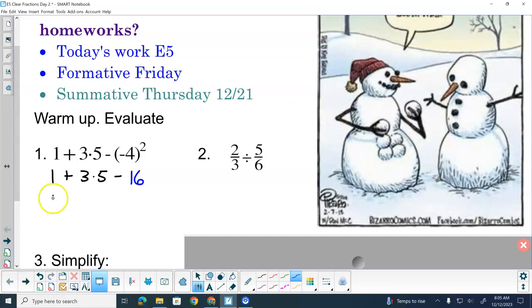We've got 1 plus 3 times 5 is 15. Then minus 16. No more M's or D's. So now we got A and S, adding and subtracting. 1 plus 15 is 16. 16 minus 16 is 0.